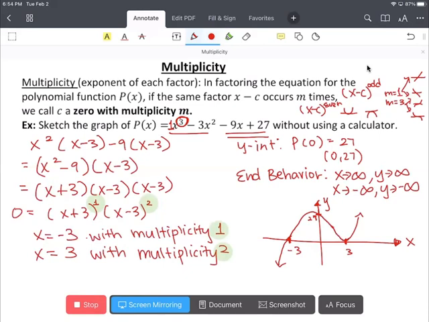So for this case, we don't really need sign analysis, just like the previous video, because we're using the multiplicity along with the end behavior, y-intercept, and x-intercept.